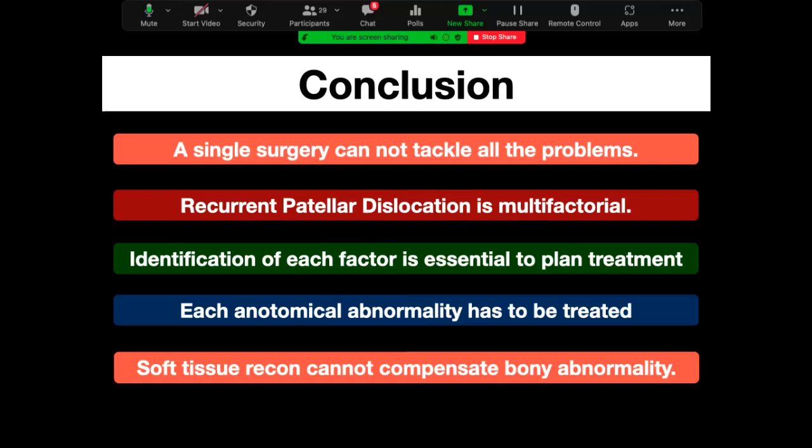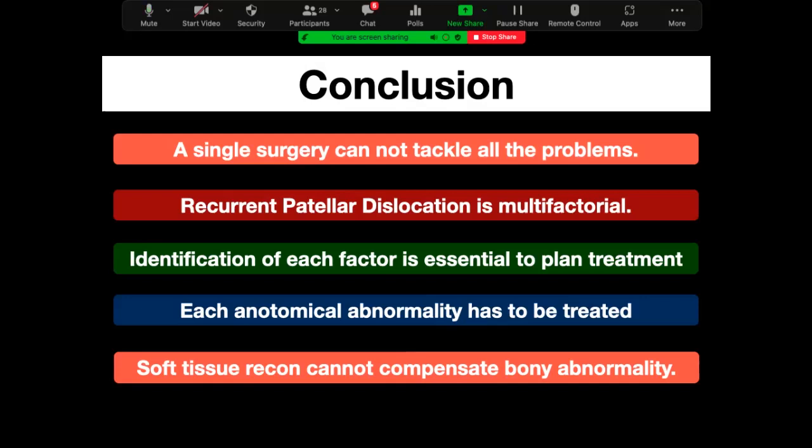That is why X-ray, CT scan, MRI, everything is essential. One is not replacing the other. It's very, very important. Each anatomical anomaly has to be treated. If it is soft tissue, treat that also. If it is bony, you have to treat that also. Whatever anomaly you have, you have to treat each and every anomaly.